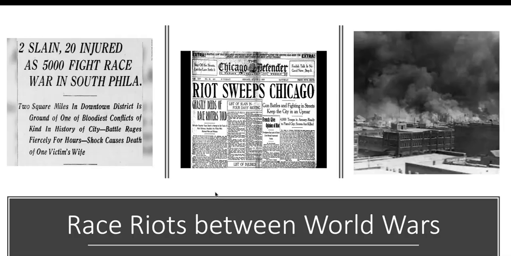And before you know it, this racial violence just swept through the city, and it's noted here in this newspaper, "Riot Sweeps Chicago." And here's one that shows a race riot in South Philadelphia. And as this depiction shows, you see buildings on fire. So these were significant race riots.